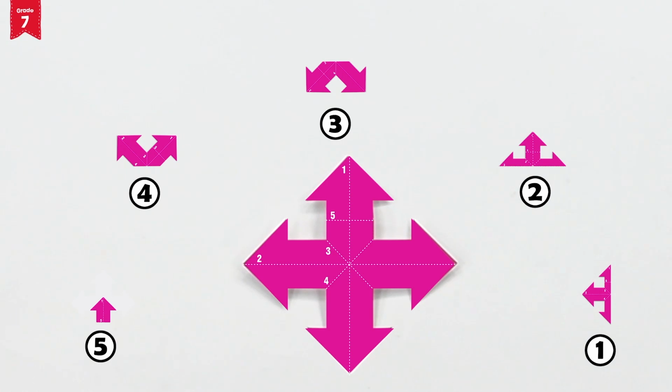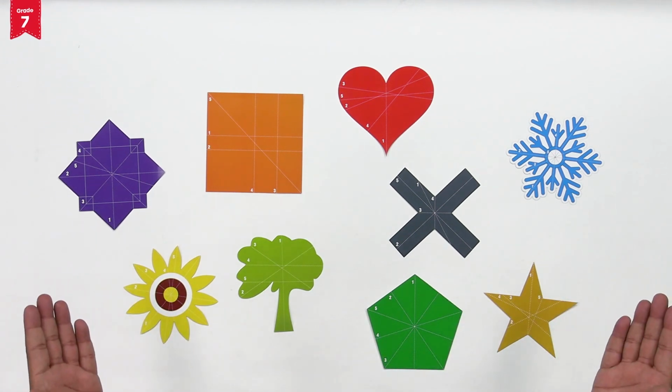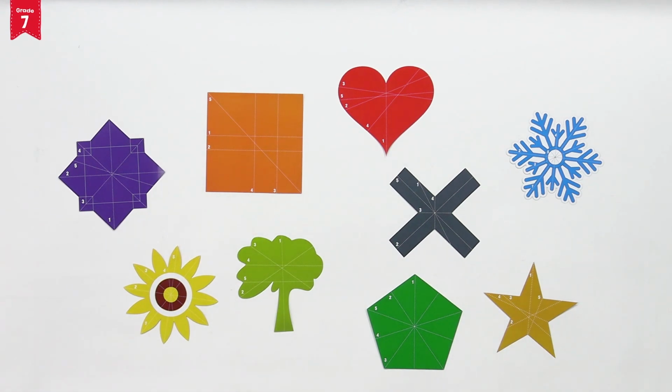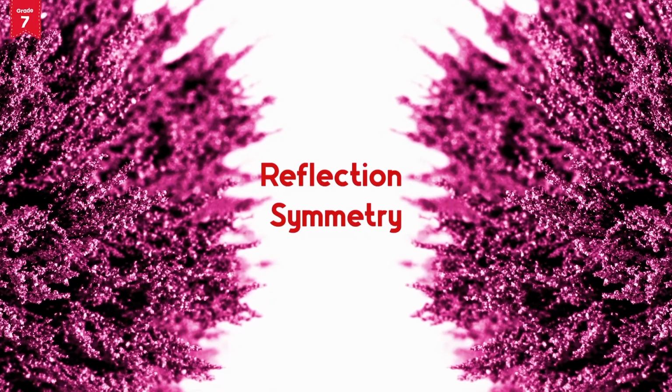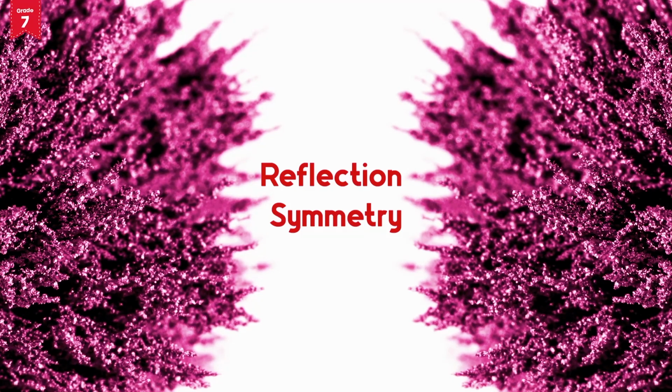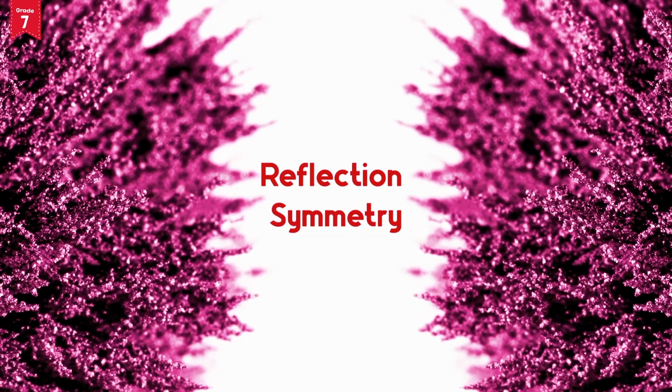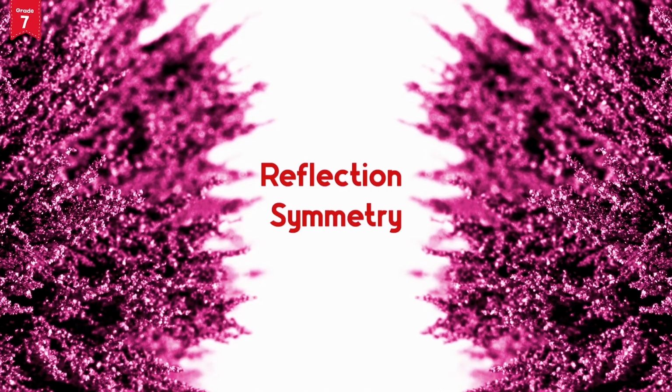Now, as you can see, the shape is symmetric along these lines 1, 2, 3 and 4, but not symmetric along the line 5. In a similar manner, you can perform this activity for other symmetry cards. Also, you can create some figures and try to find out their symmetrical lines. Reflection symmetry is widely used in real life, such as in art, textile industry, interior designing, etc.